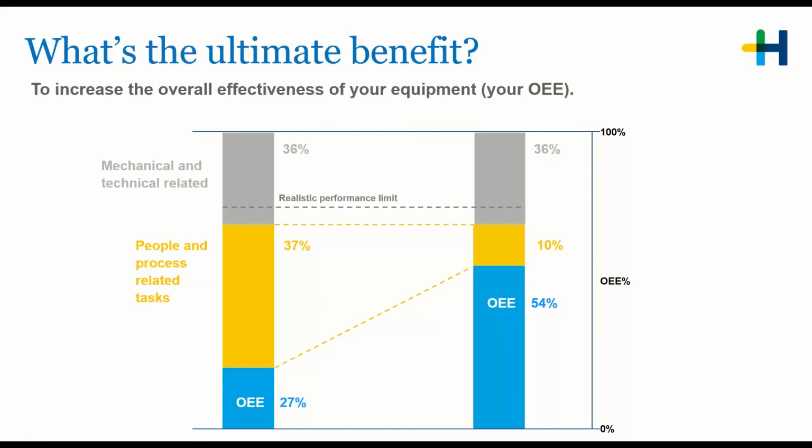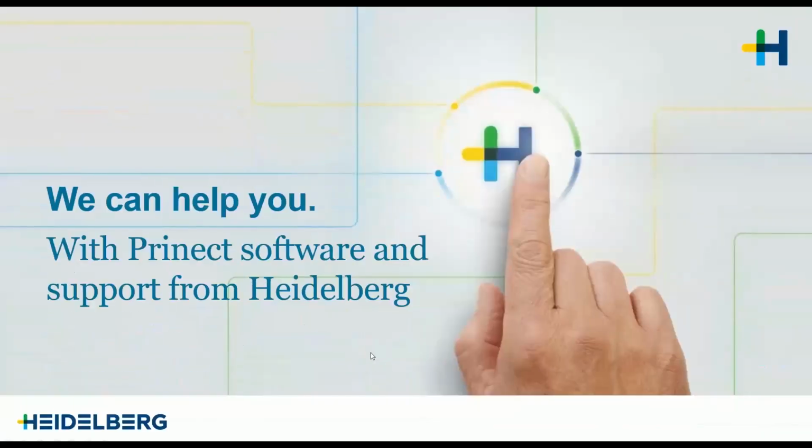You have to stop the machines in order to do plate changes. You have to stop the machines via night shift, maybe. So there's a realistic limit to what you can do with machinery, but there's an awful lot of potential that we can achieve with processes. And ultimately, by getting your process burden reduced down to 10%, that will increase your overall equipment efficiency. So we believe we can help you with Prinect software and support from Heidelberg. This is really where things can be gained.